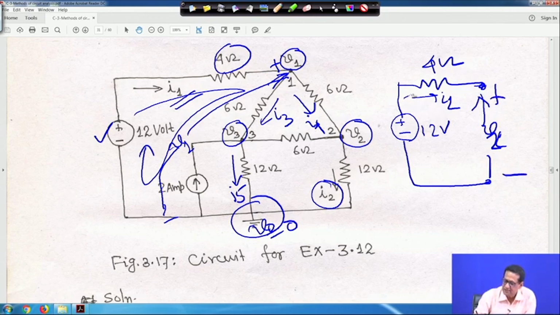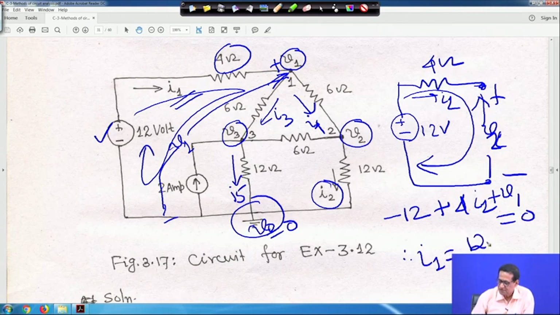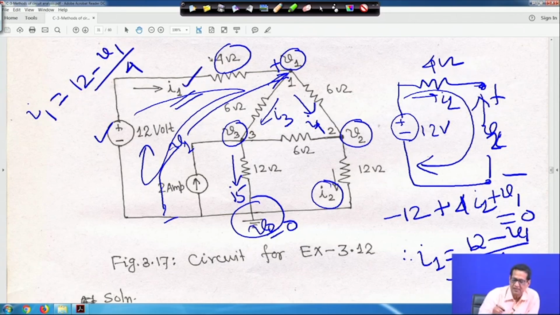Now you apply KVL. It encounters the minus terminal first, so minus 12, plus 4 into I1, this is 4 ohm and this current is I1, then plus V1 equal to 0. That means my I1 current will be 12 minus V1 divided by 4. So rewriting here, I1 is equal to 12 minus V1 by 4.